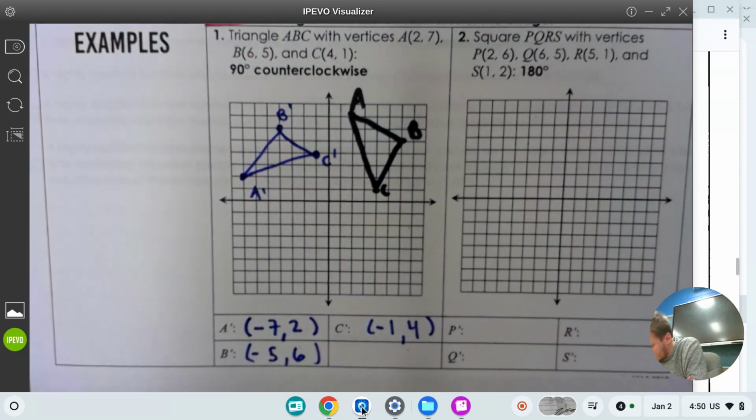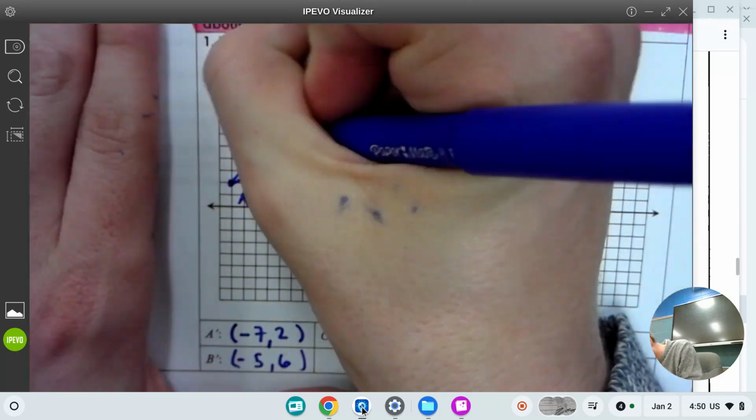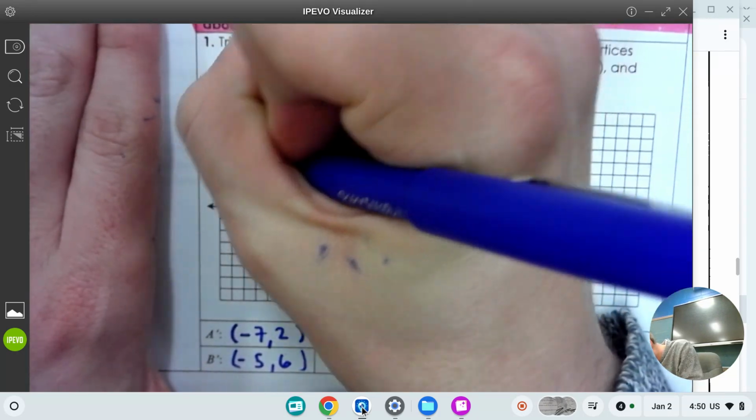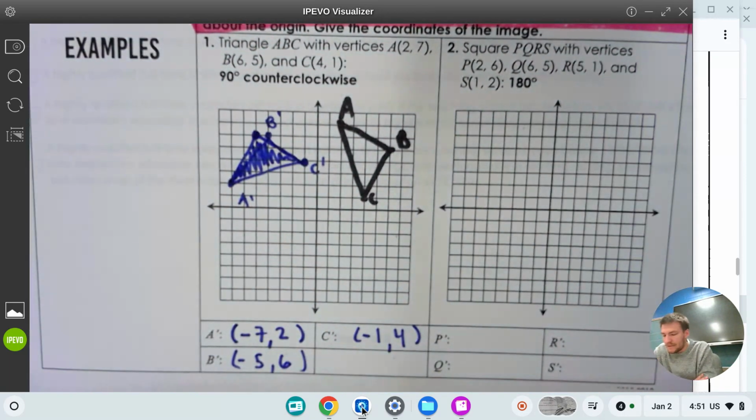Did I miss? I think I put B in the wrong spot. -5, 6. I knew it right away. And the good news is I'm writing in pencil, so I can do this without making it look stupid. Sort of. There we go.